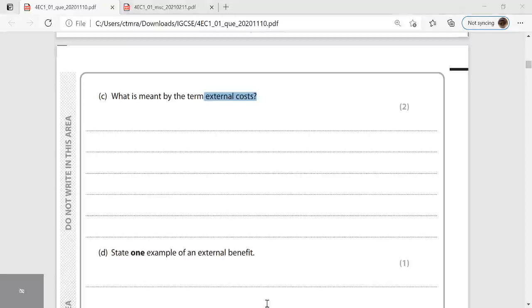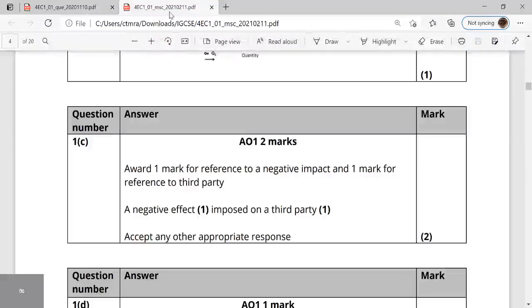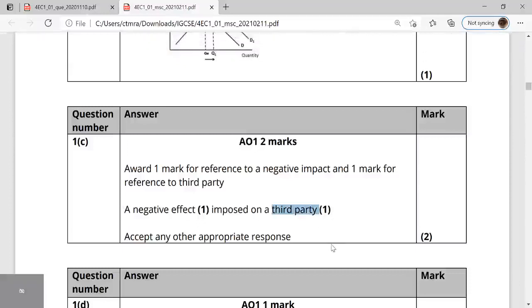Let's see what they're giving in the mark scheme. They're saying it's a negative effect imposed on the third party. But I'm not satisfied with the words third party. I'll ask you to explain a bit more what this third party is. The third party is not involved with the production or consumption of an economic activity, but is still getting negatively affected. So these are the third party.